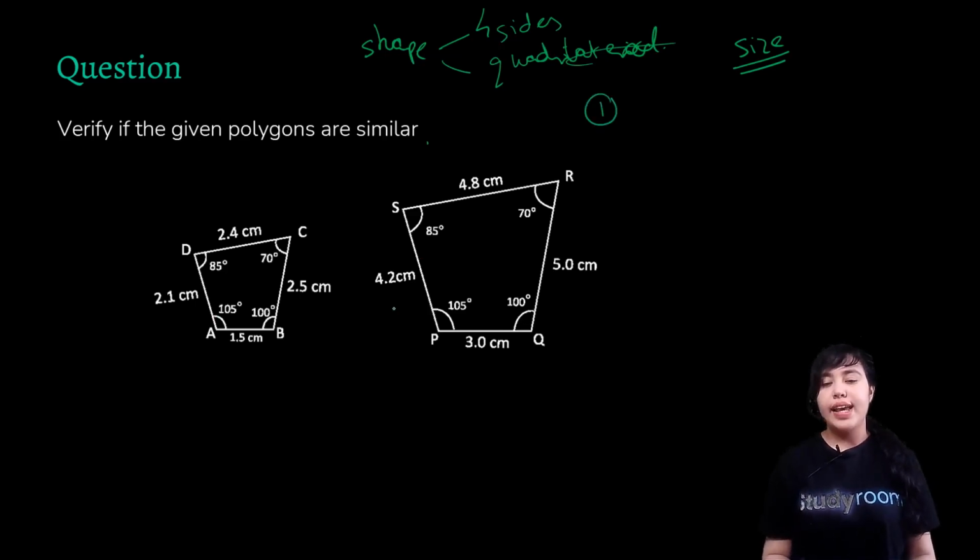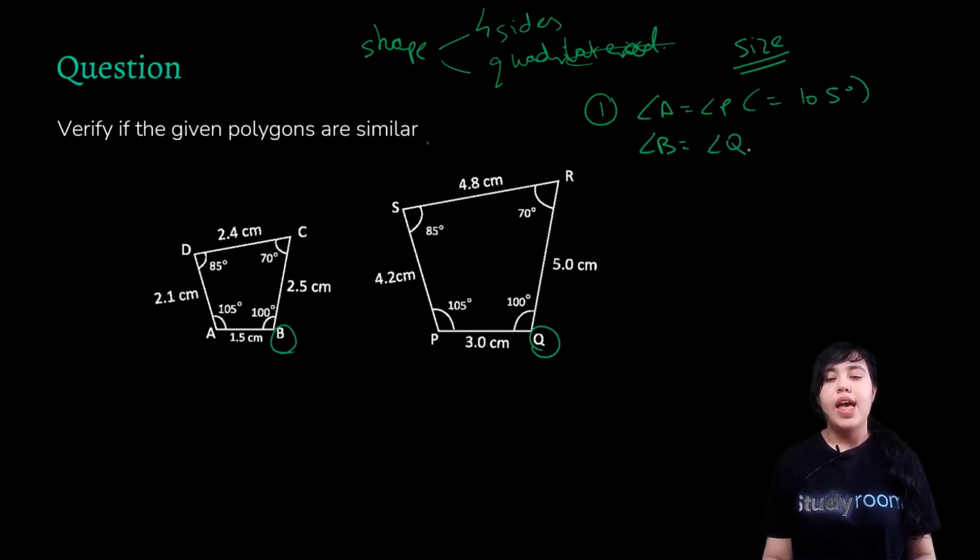Look at angle A, corresponding to which we have angle P. Angle A and angle P are equal. What are they equal to? 105 degrees. Then what is angle B compared to angle Q? Its corresponding angle, and they are also equal to 100 degrees.